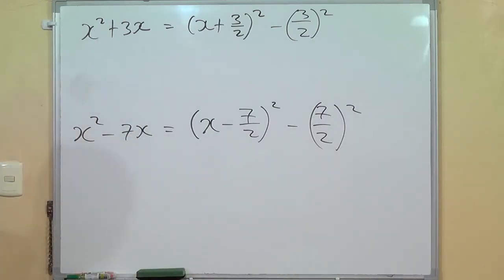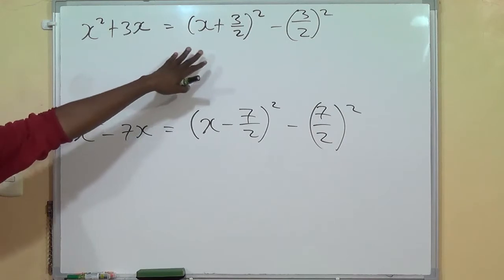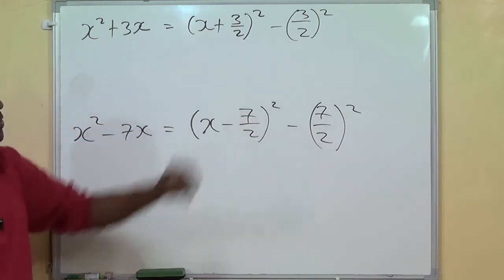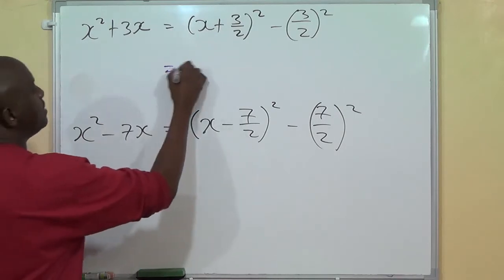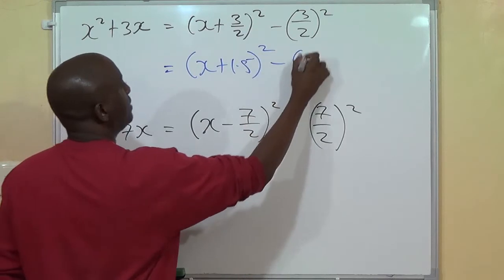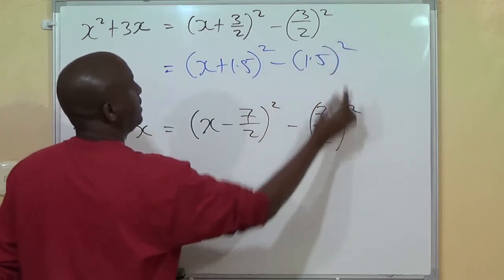what we don't want is this. So you get this and you know that this is what it's supposed to do. But instead of writing (x plus 3 over 2) squared, look what some people will do. x plus 1.5 squared minus 1.5 squared.